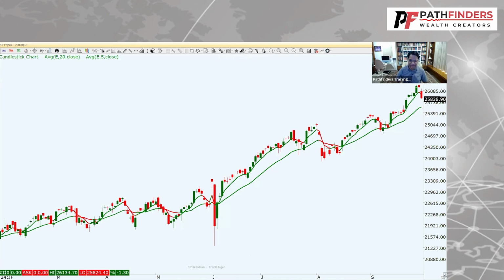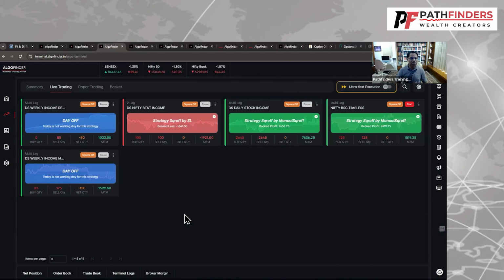Like here, if you see, the market has gone almost 340 points down. There's a very strong correction. But overall, I'm still making about 2,200 with these strategies. I also use trending strategies like this DS daily stock income. Bearish strategies gave me 7,600. This BSC timeless gave me 1,500.